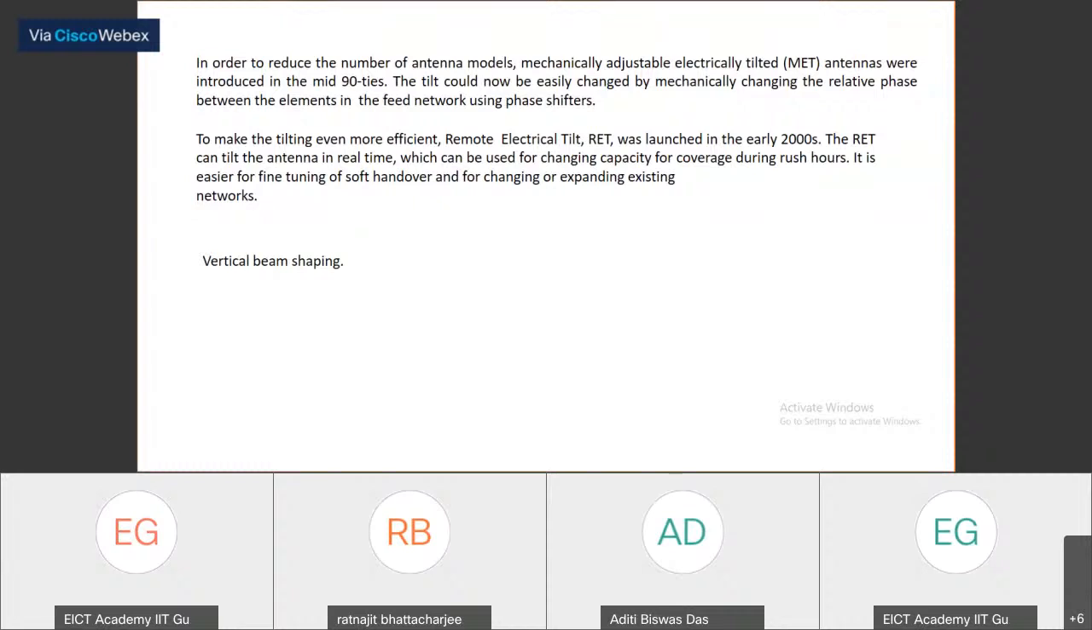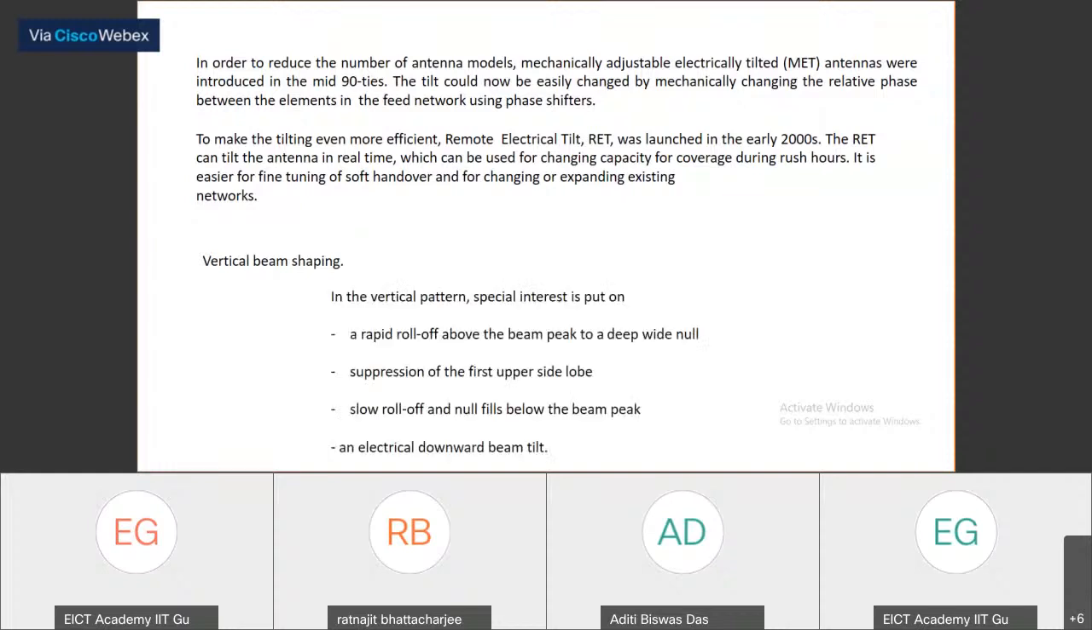And then vertical beam shaping is also an important parameter, because, as we said, in the horizontal coverage we have already discussed how we can find out what the beam angle should be and how much tilt you will require. In the vertical plane, what the beam size should be can also be determined. And in the vertical pattern, special interest is put on rapid roll-off above the beam peak to a deep wide null. So it should fall off sharply.